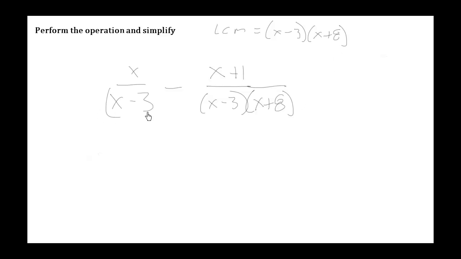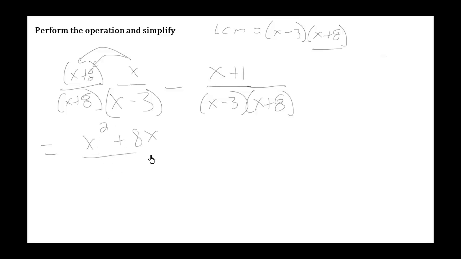This guy has the x minus 3, but it's missing that x plus 8. So that's what I'm going to multiply to the top and the bottom: x plus 8 over x plus 8. You can only multiply to get to that common denominator. Okay, equals. Here we're going to distribute. So I get x squared plus 8x over the x plus 8 and the x minus 3, minus this guy, x plus 1 over x minus 3 times x plus 8.